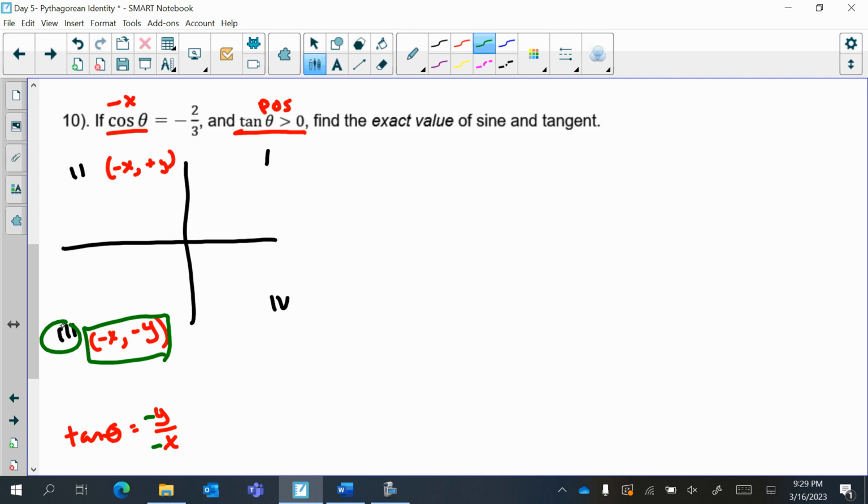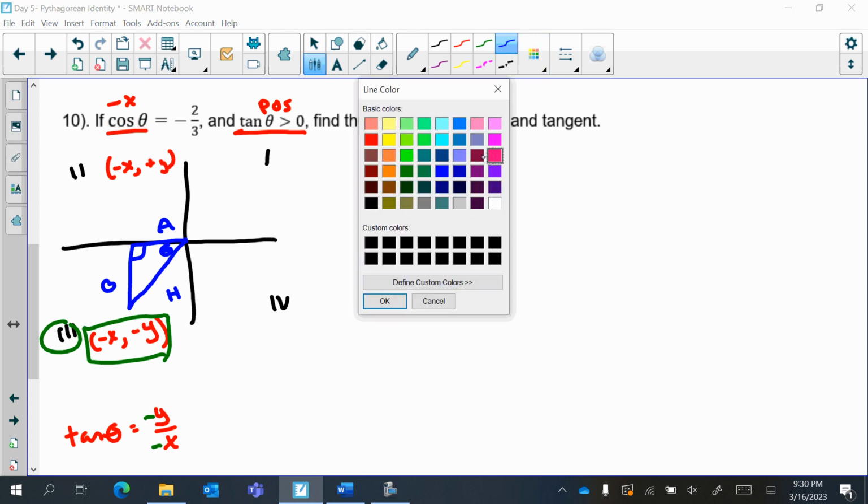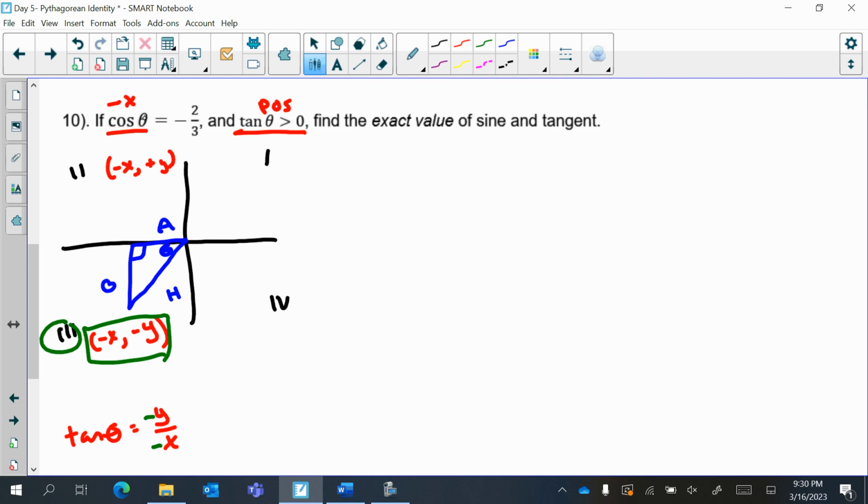Once you know that you're in the third quadrant, you could go and create your triangle. Your triangle is going to look like that. And on the triangle, you have your hypotenuse, you have your opposite, and you have your adjacent. The thing is that for this triangle, cosine is adjacent over hypotenuse.